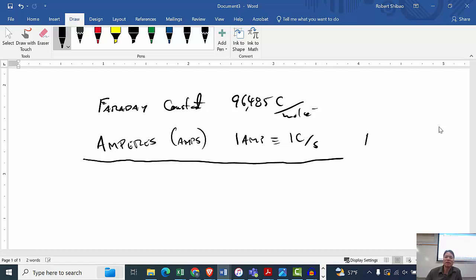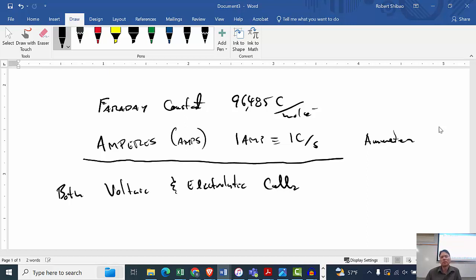We have something called an ammeter. And so there are two things we measure in a battery. We measure volts using a voltmeter and amps using an ammeter. Amps just measures the flow, and it measures the flow in coulombs per second, or amps. So this goes for both voltaic and electrolytic cells. We can figure out the stoichiometry. We just measure the amps.